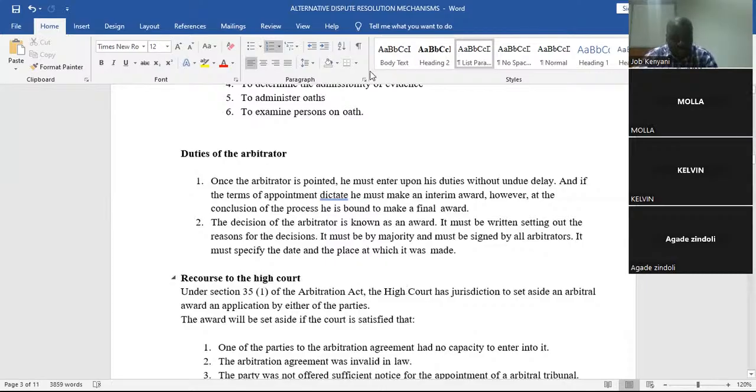So in this case, we are saying that under Section 35 of the Arbitration Act, the High Court has jurisdiction to set aside an arbitral award on an application by either of the parties. Jurisdiction simply means the mandate they have to set aside, to put aside an arbitral award if there is actually an application by either party.